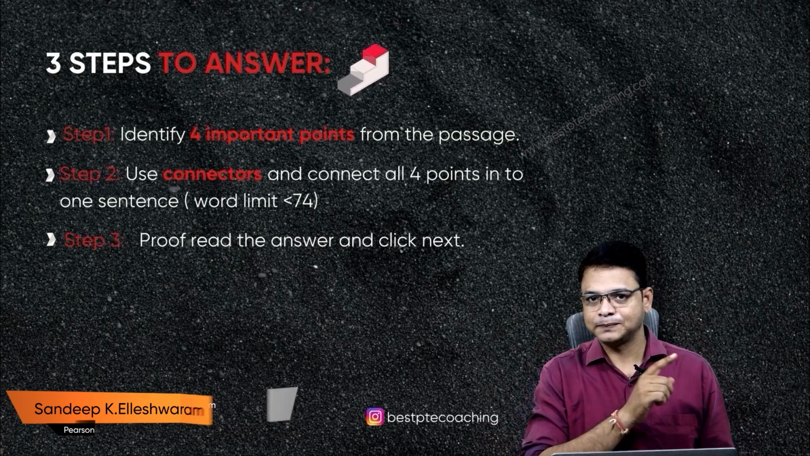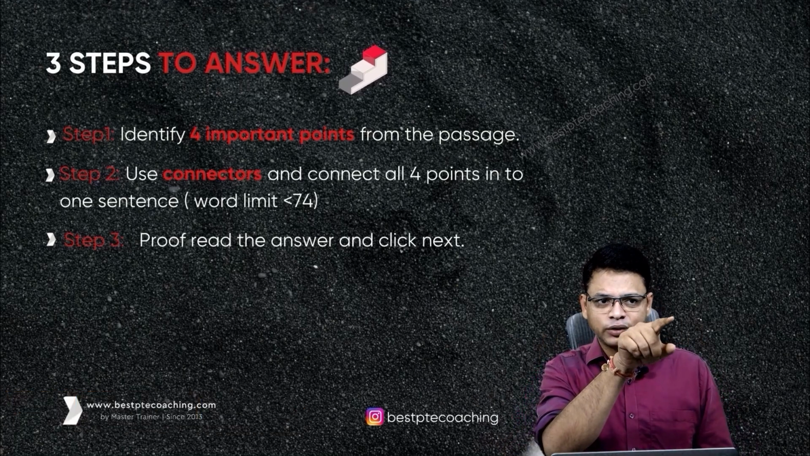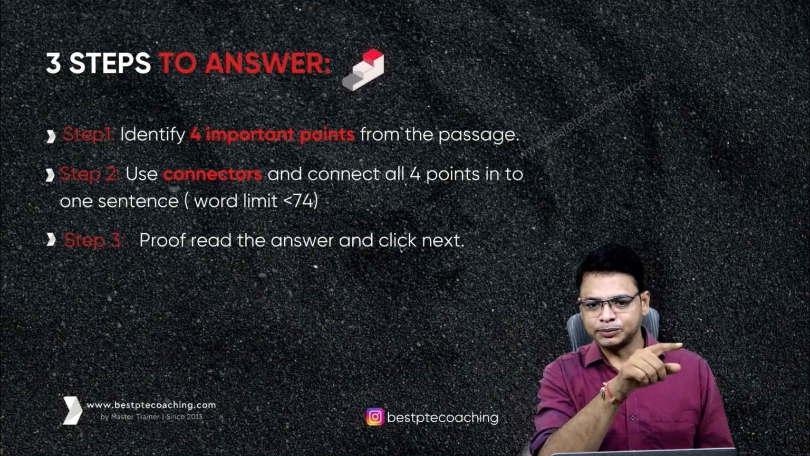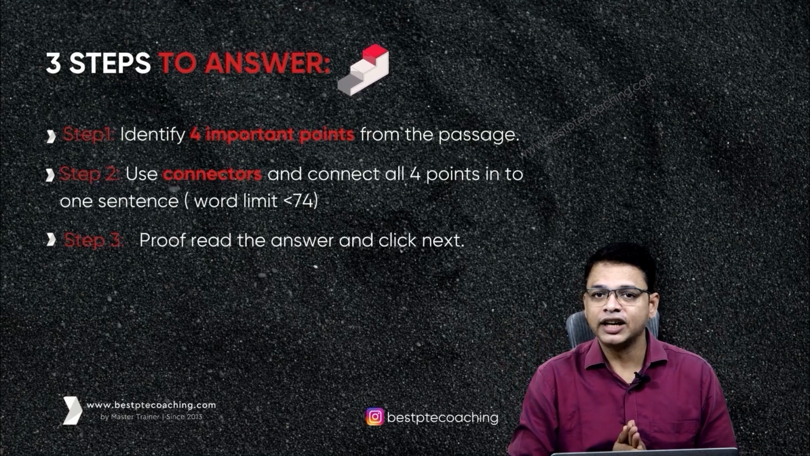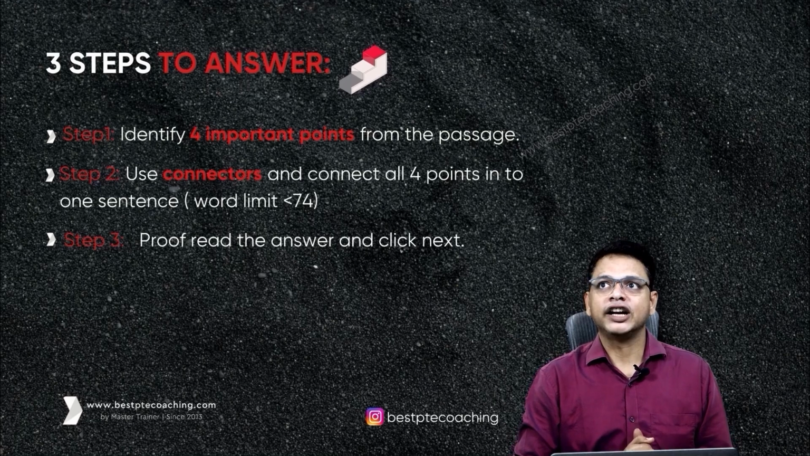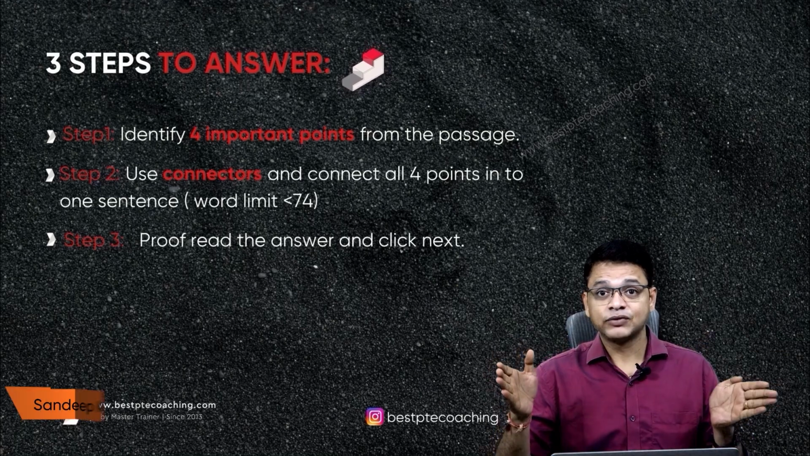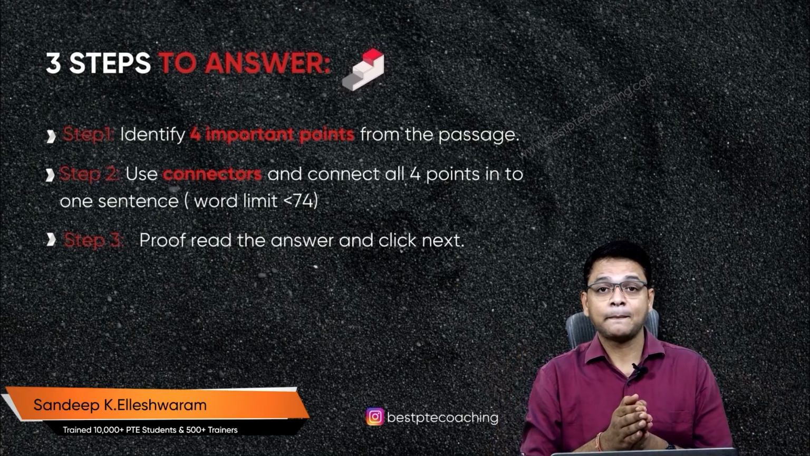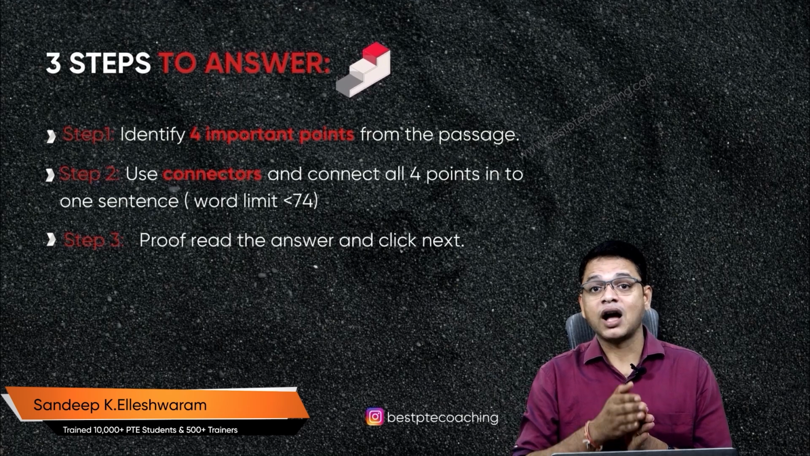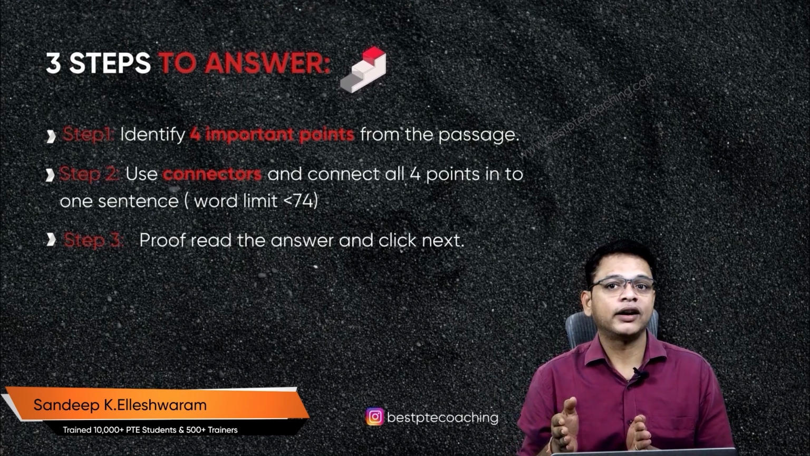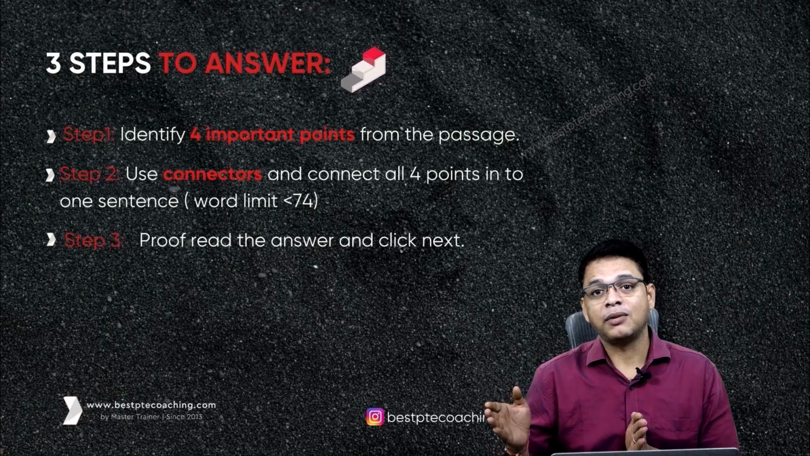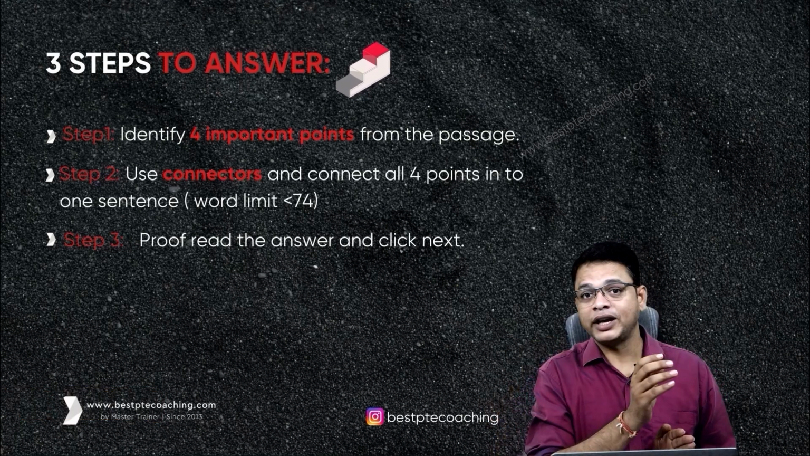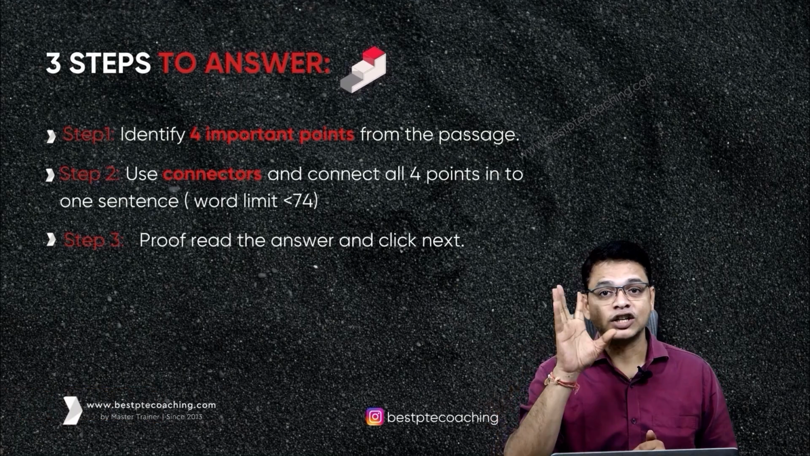Please proofread the answer. Proofreading is 1 by 1 word. Okay, this word correct, spelling correct, spelling correct. So you proofread for any possible spelling errors, and for any possible spacing errors. Some students write a space before the comma. You should not write a space before a comma. Space always happens after the comma. Before comma, no space. After comma, one space.